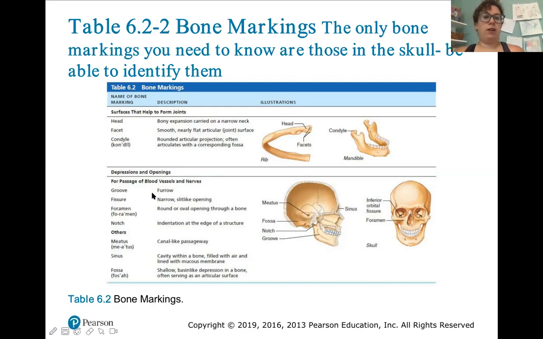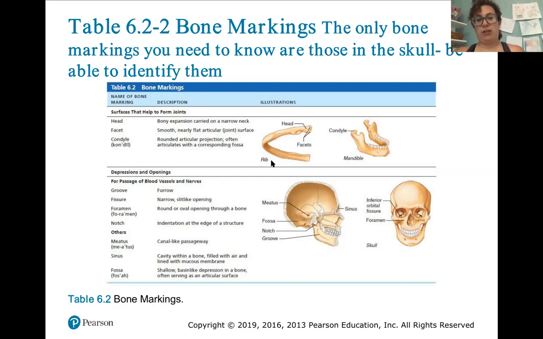We have a condyle, which is a little rounded projection. We'll see that at the ends of a lot of our bones, like the femur and humerus. Then we have grooves, which are little furrows. We have fissures, which make little openings, and they're much narrower than a groove. We have foramens. Anytime you see a foramen, you think there's a hole or an opening. Normally that foramen is to let either a nerve or a blood vessel through. We have a notch, which is normally just a place for muscle to attach.